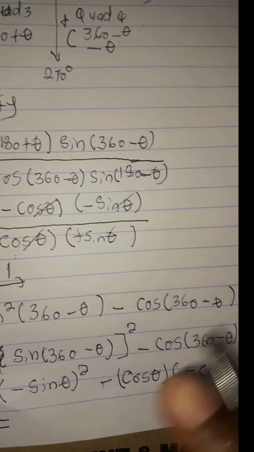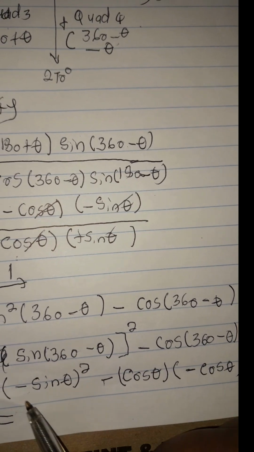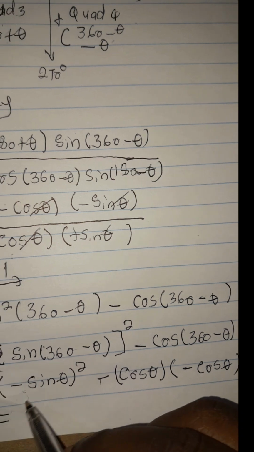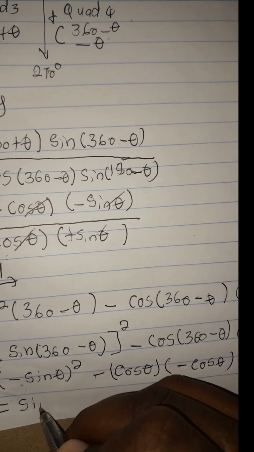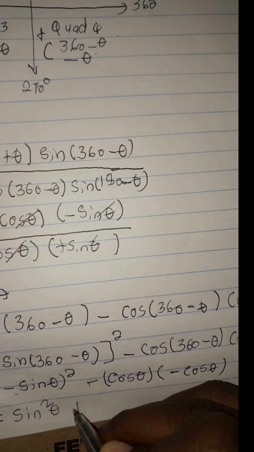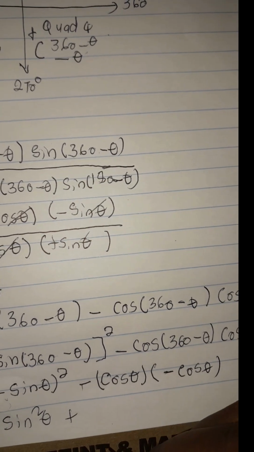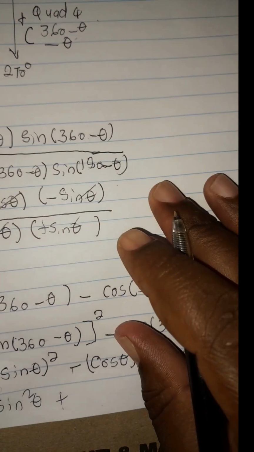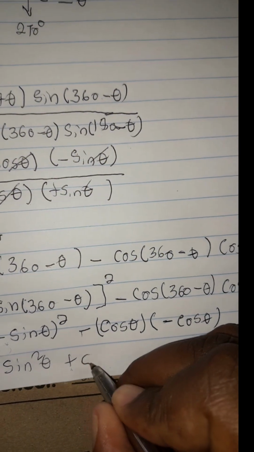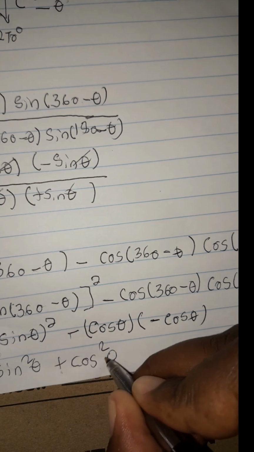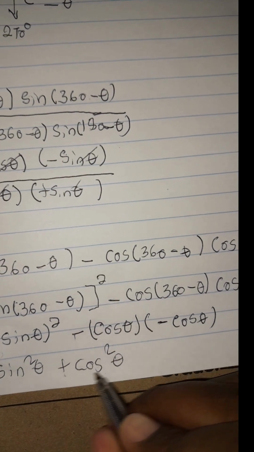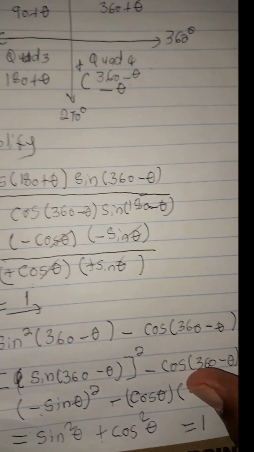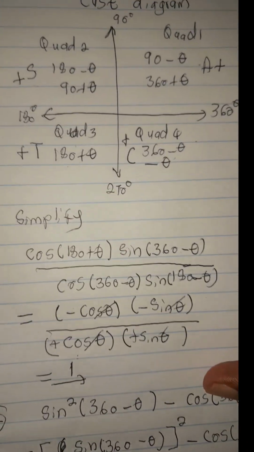Okay, let's work it out. When you square a negative number, it will always be positive. So we are going to have sine squared theta. Here, cos times cos will be cos squared theta. Negative and negative will be positive. This is a square identity: sine squared plus cos squared will always give us 1. So that's how you can work out the first two questions.